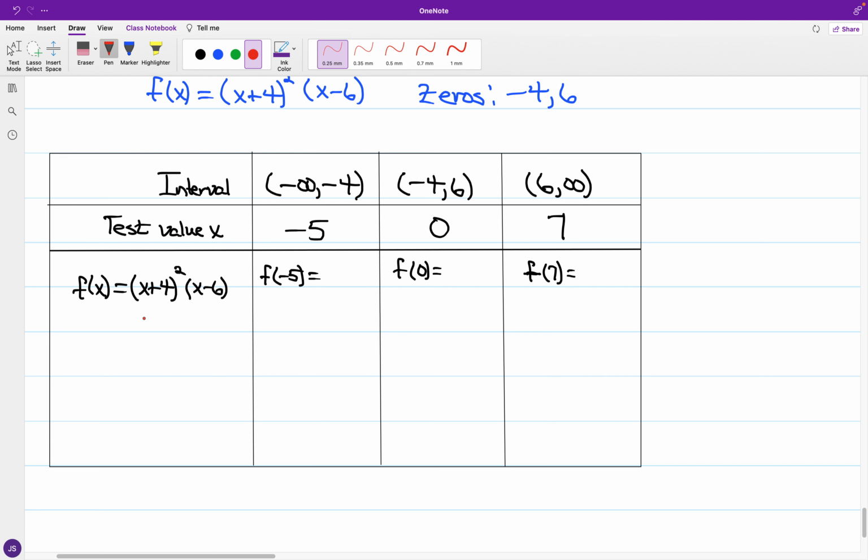Okay, so with -5, you get -5 plus 4 is -1, but the square of -1 is a positive 1. -5 minus 6 is -11, and 1 times -11 is -11. For 0, we got 0 plus 4 is 4. 4 squared is 16. 0 minus 6 is -6. 16 times -6 is -96. For f(7), 7 plus 4 is 11. The square of 11 is 121. 7 minus 6 is 1. And 121 times 1 is still 121.